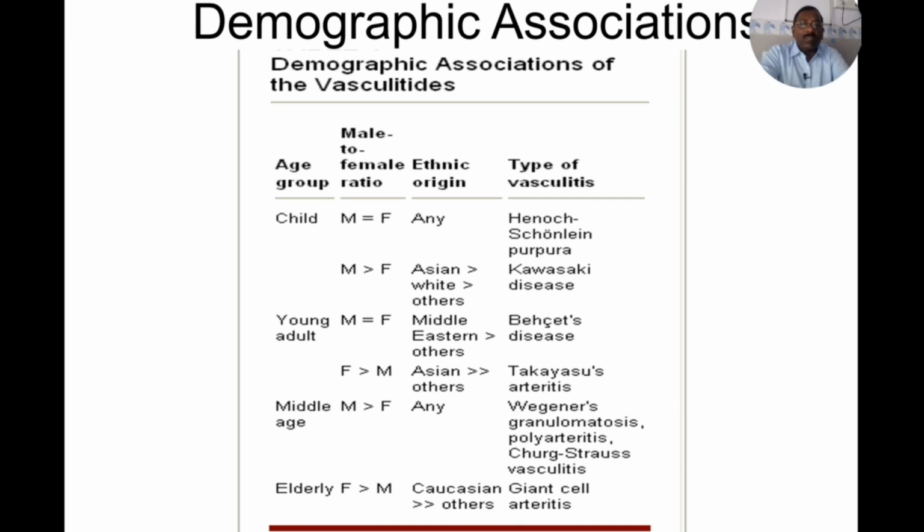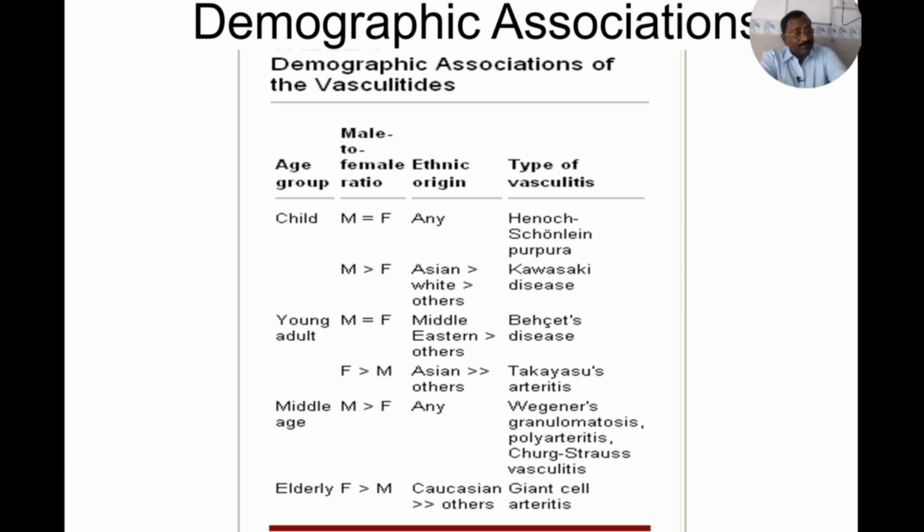In females more than males, especially Asians, especially in West Bengal, Orissa, and some parts of Andhra, you can have Takayasu arteritis, almost considered a pulseless disease. Mostly aortic arch involvement will be seen in this disease. So that is the age. According to the age, in children, HSP is equal and Kawasaki disease is more in males. In young adults, Behçet's disease is equal. Females are more prominent in Takayasu arteritis.